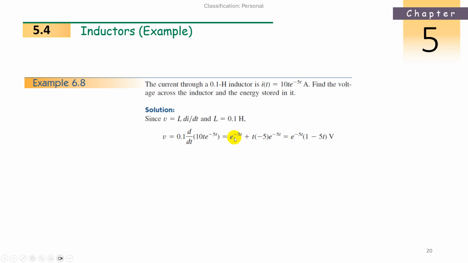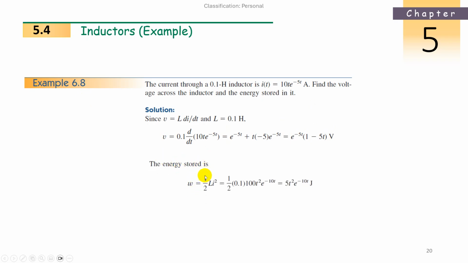So in total, if you take out the e power of minus 5t, then it will become 1, and because of the minus 5, it becomes minus 5t. So this is your equation for voltage. We got the voltage equation. Okay. Now coming to the energy.